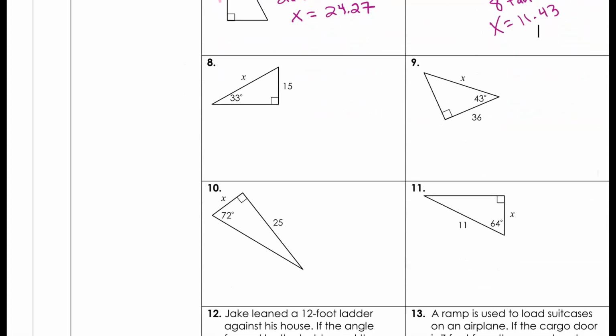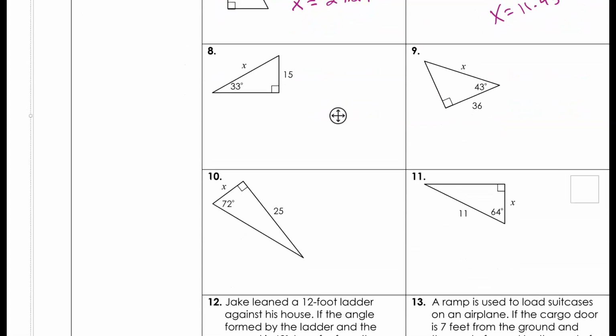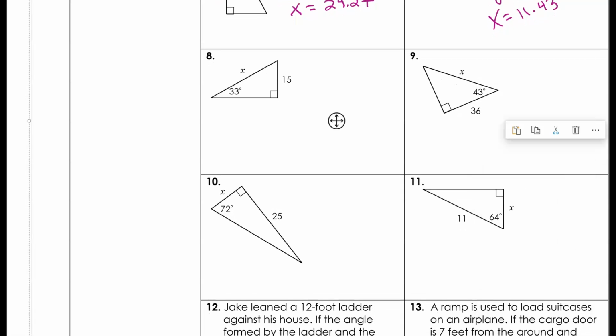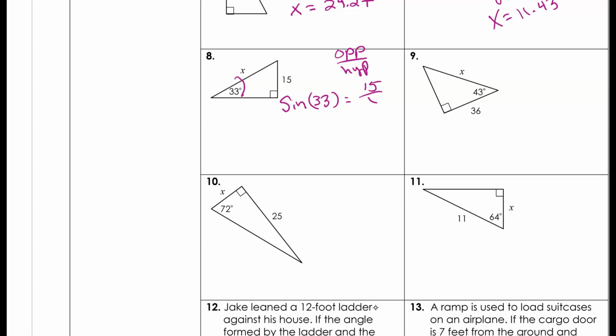Let's start working number 8. I've been given an angle, 33 degrees. I can see that I have the opposite over hypotenuse. Well, that's the sine. So if I set my equation, sine of 33 is equal to 15 over x.